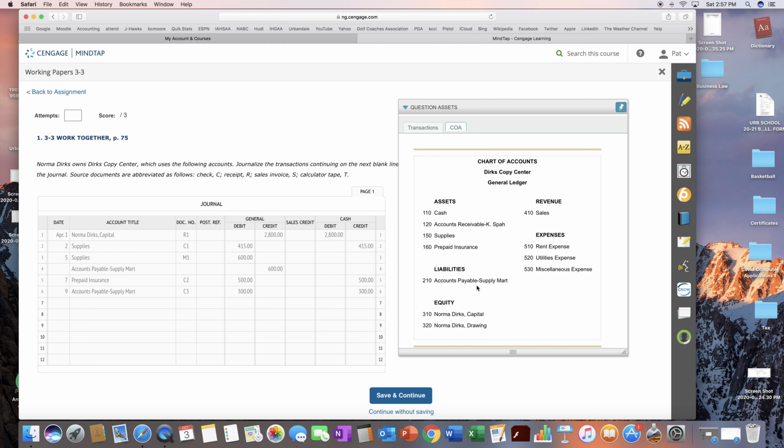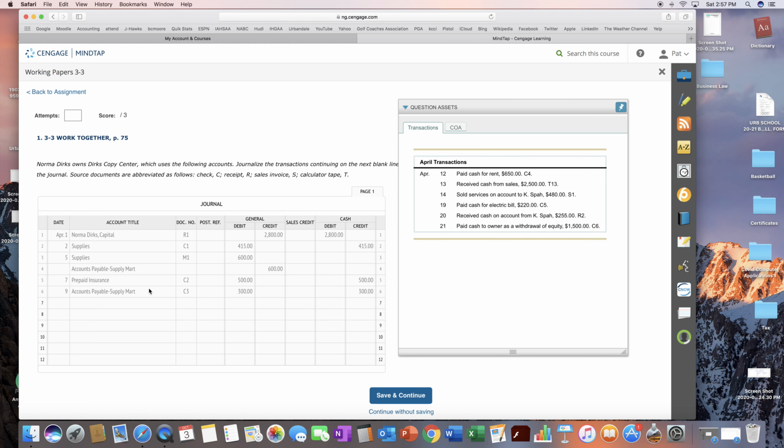This is a liability. When we buy things on account, we will pay them later. This is accounts receivable, the asset that we increase when we sold services on account. We would debit accounts receivable because we receive cash later, and then we credit sales. So these are examples of our previous two work togethers. And so now we're on transactions for the third section in this chapter.